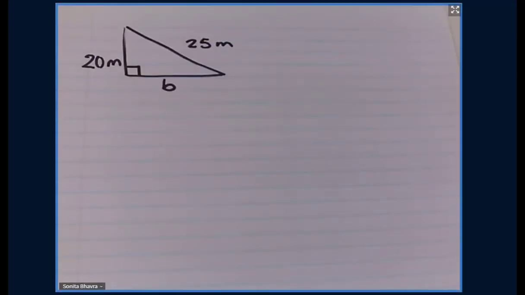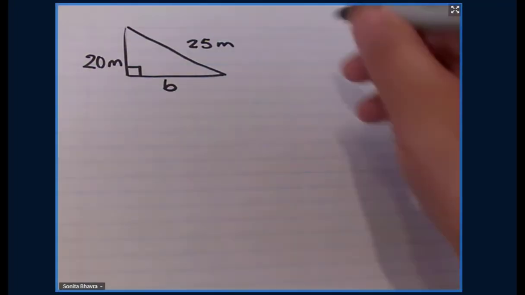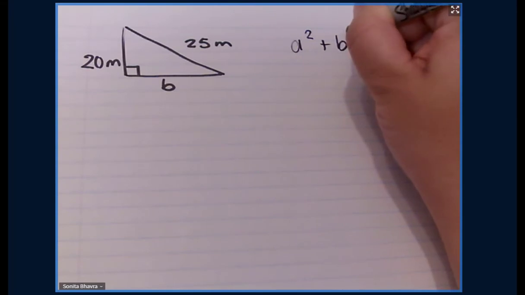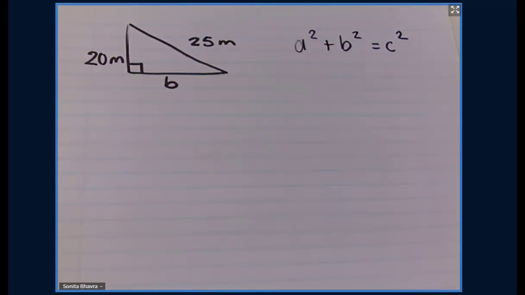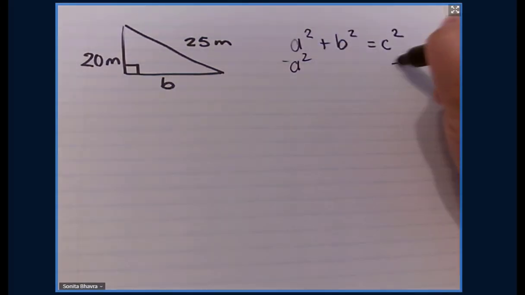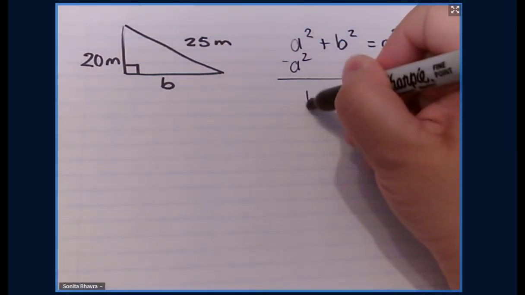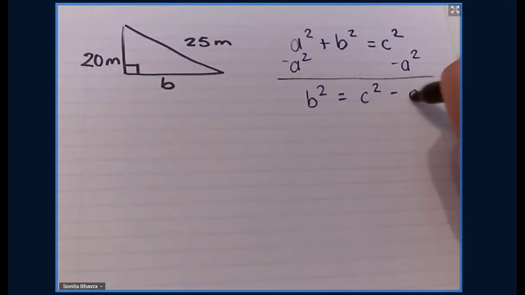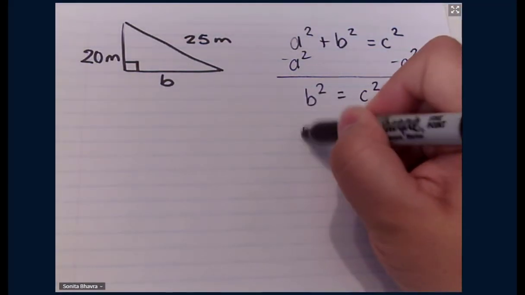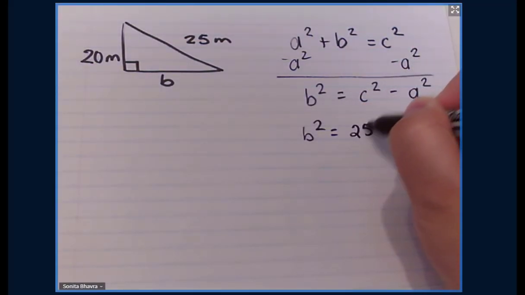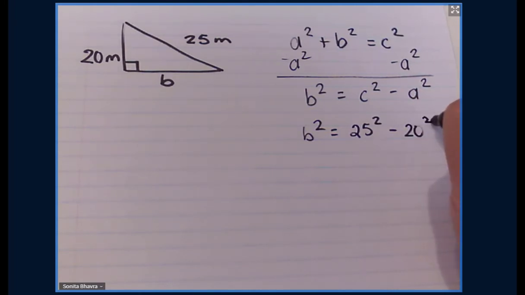In this example, we are given the altitude, we are given the hypotenuse, and we are trying to solve for b, or the base. So a squared plus b squared equals c squared. I'm just going to subtract the a squared on both sides, which leaves me with my formula that b squared is equal to c squared minus a squared. So b squared will equal 25 squared minus 20 squared.